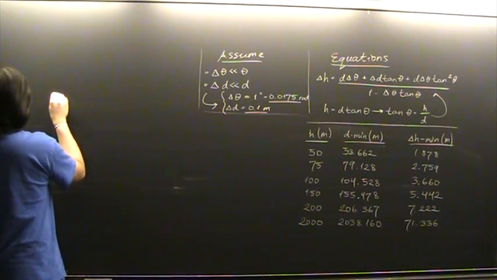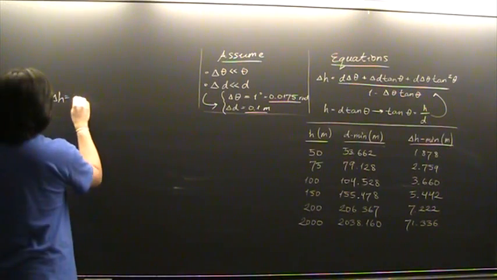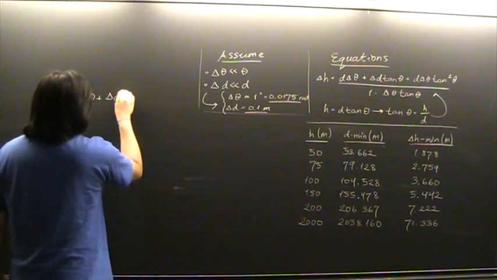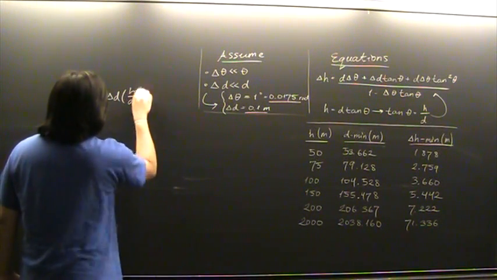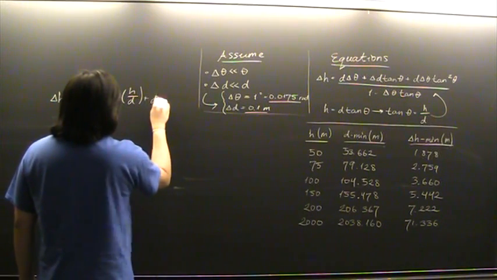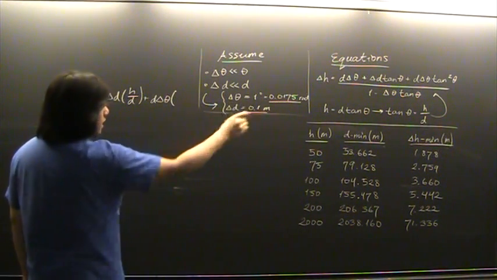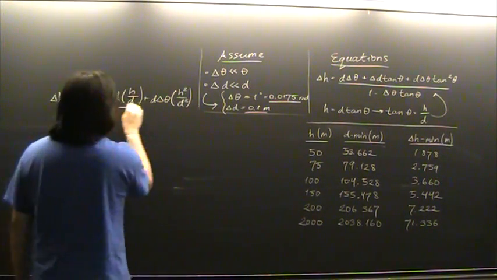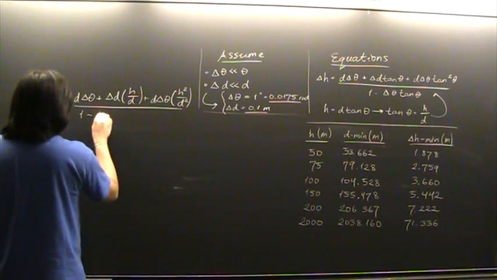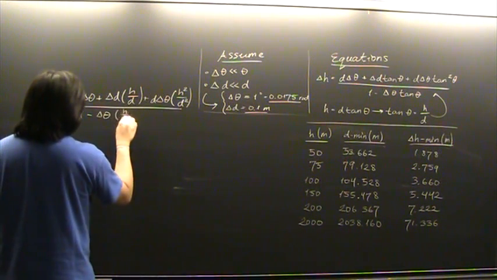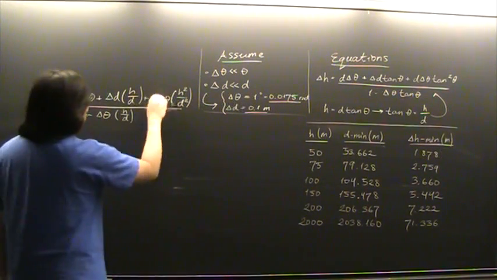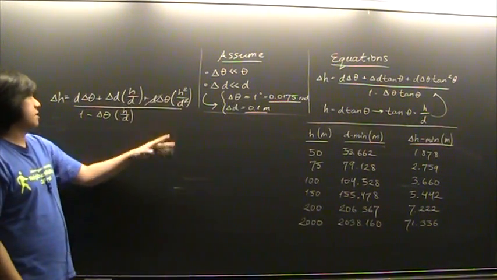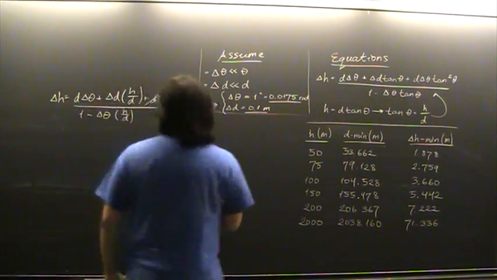So we'll have that delta h is going to be equal to d delta theta plus delta d times h over d, plus d delta theta times that thing squared, which will become h squared over d squared, all over 1 minus delta theta times h over d. Well, this d will cancel out with this 2 right there, so we can simplify this a little bit. But this is not exactly all that simple.